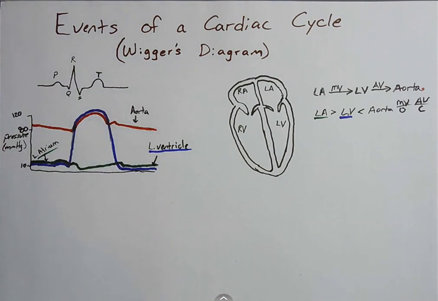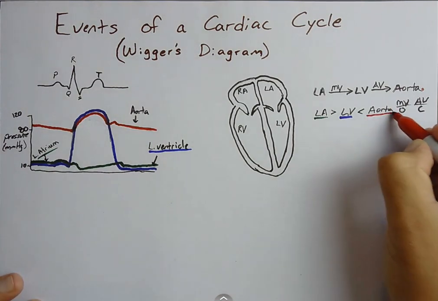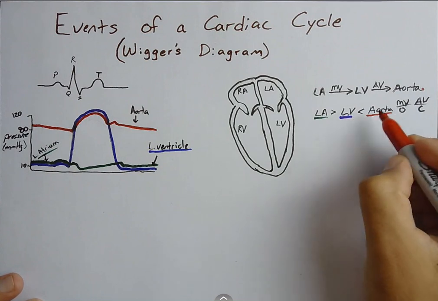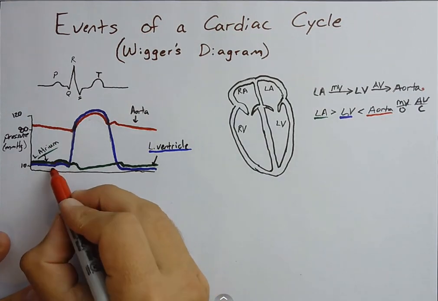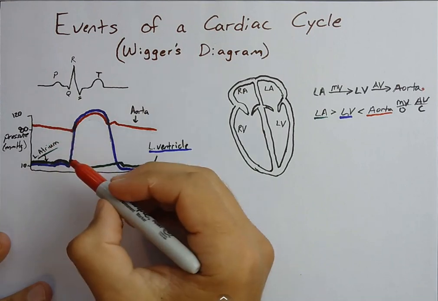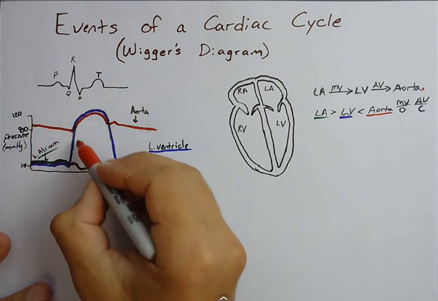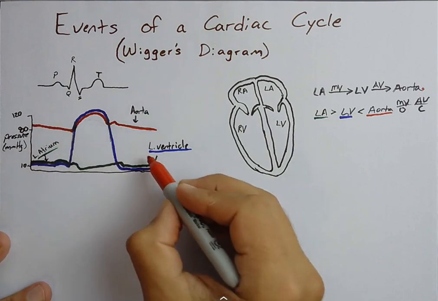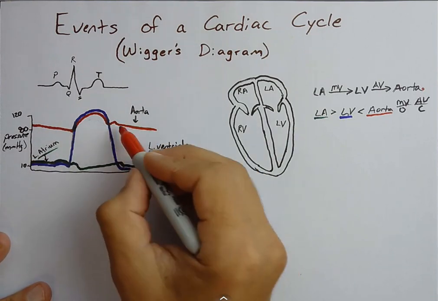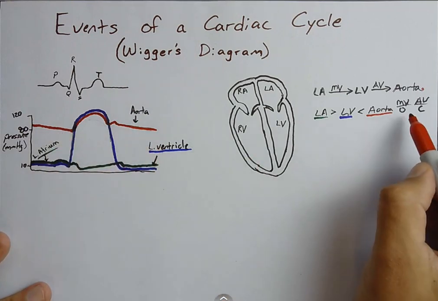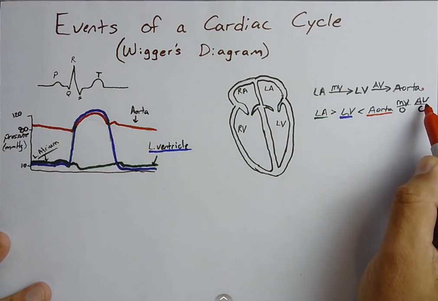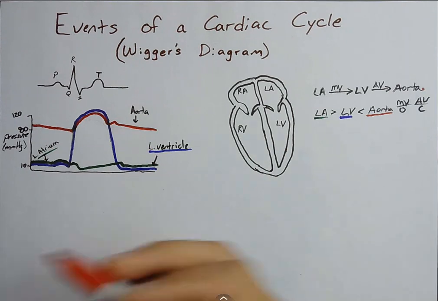What about aortic pressure? When is left ventricular pressure less than aortic pressure? Anytime that the blue line is below the red line. So all throughout here, the blue line is below the red line. Over here, the blue line is below the red line. So all of this period of time, the aortic semilunar valve will be closed.